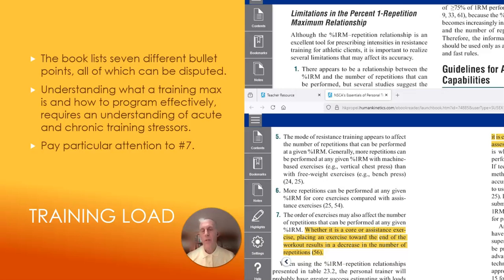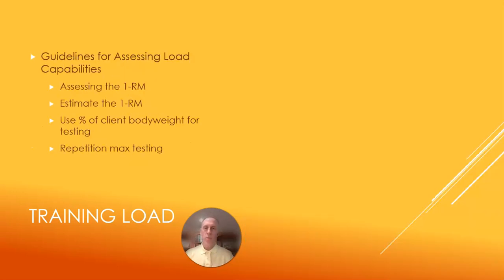Now, I will say this: pay attention to number 7. Whether it's a core or assistance exercise, placing an exercise towards the end of the workout results in a decrease in the number of repetitions. They'll talk about the squat, the bench press, and this, and then they'll put bicep curls at the end. And they'll want you to answer bicep curls at the end is the one that's going to have the lowest number of repetitions. Guidelines for assessing load.